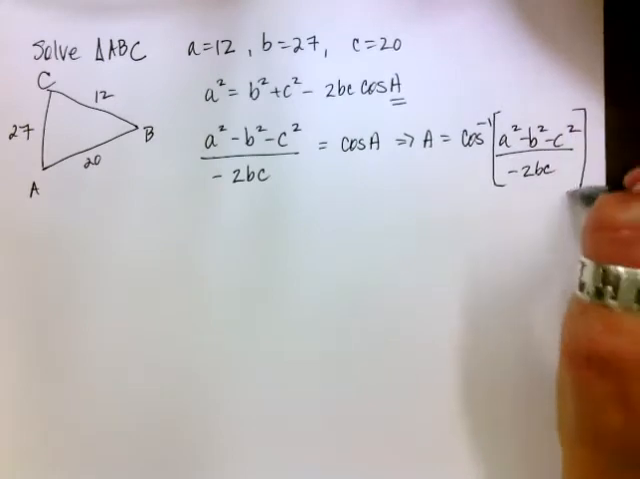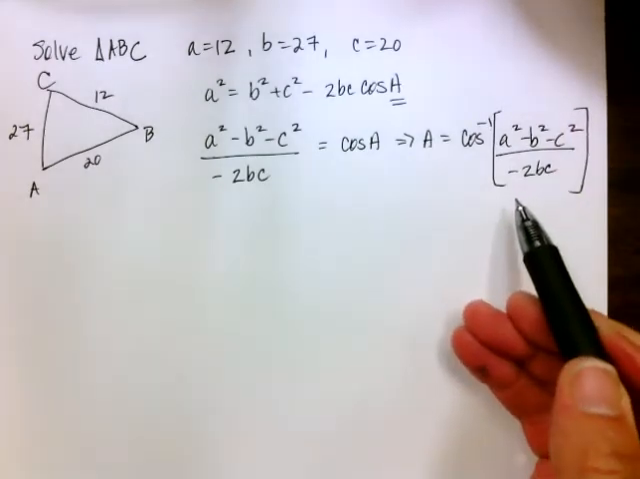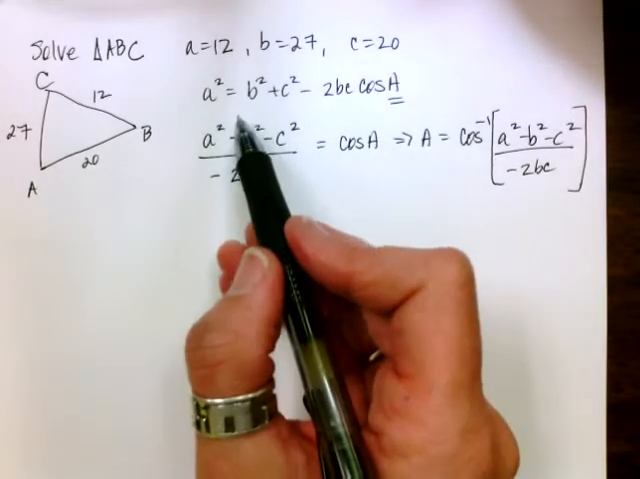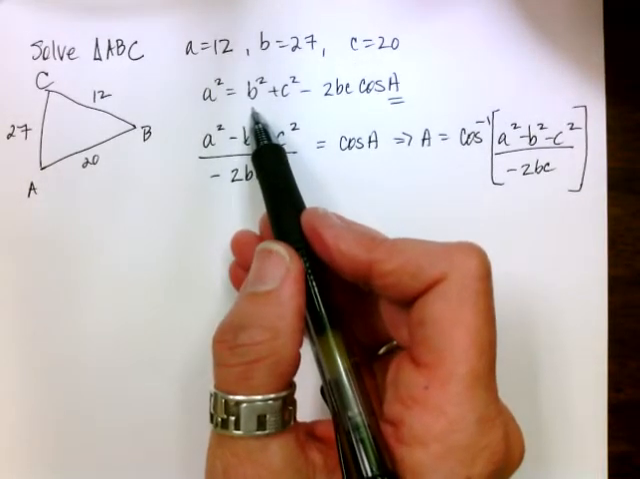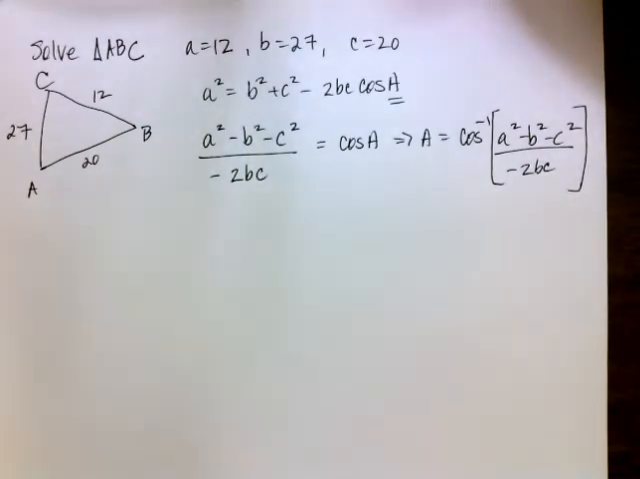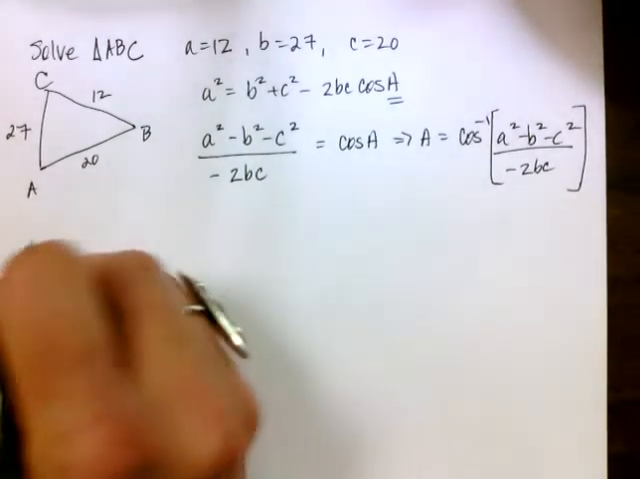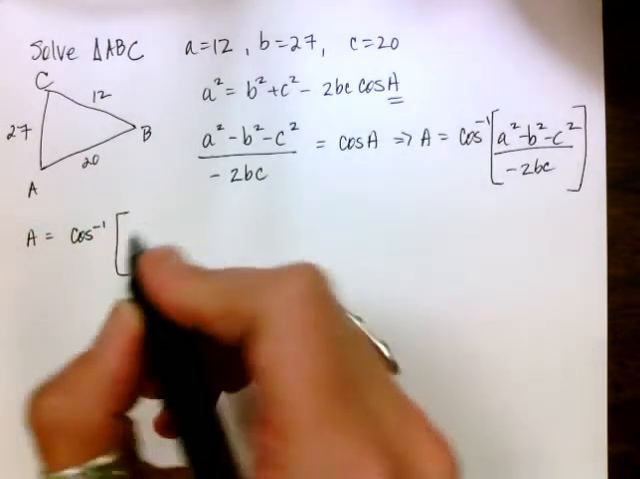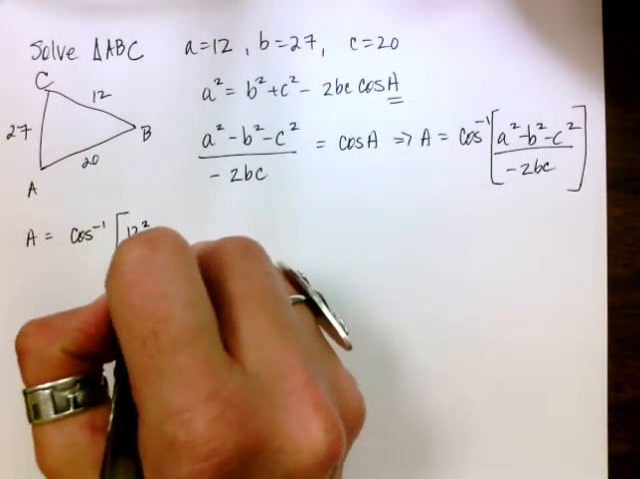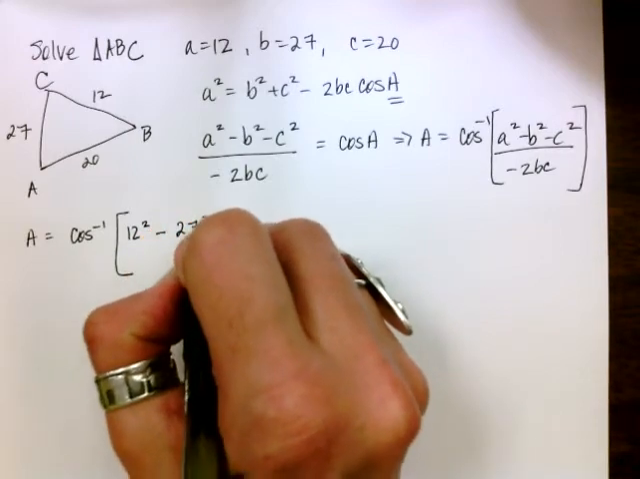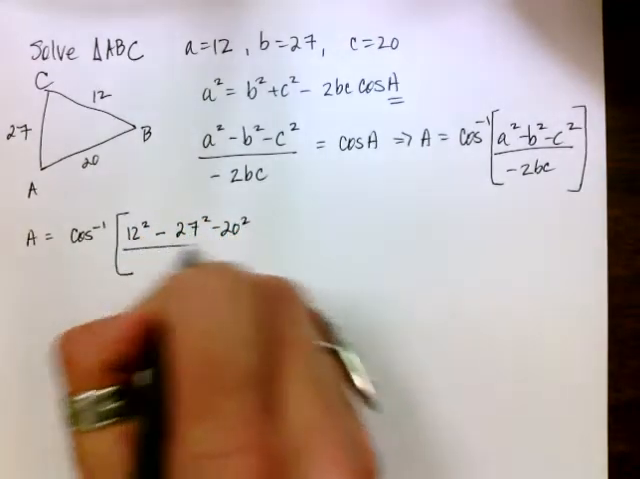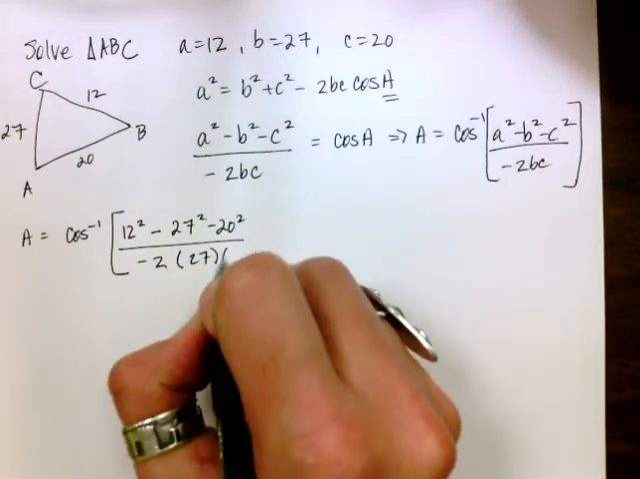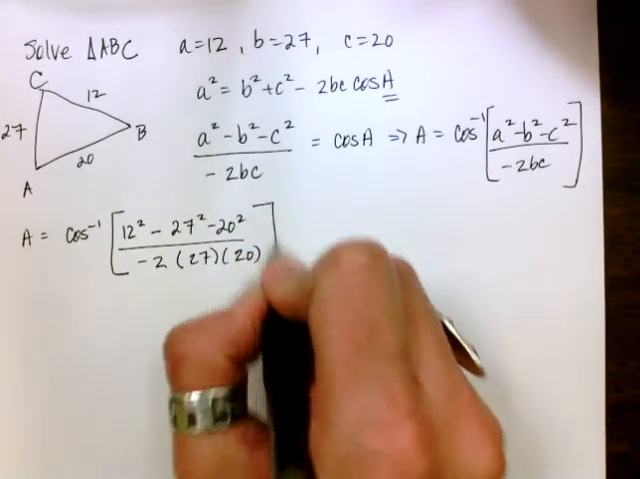On the quizzes or tests, I will not give you the manipulated formula. You will have to be able to do that yourself. All I will give you is the primary formula for the law of cosines. So now I'm going to substitute in all the numbers that I know. So I'm going to get A is equal to the inverse cosine. A squared is 12 squared minus b is 27 squared minus 20 squared over negative 2 times b times c, 20, and then I'm going to close.